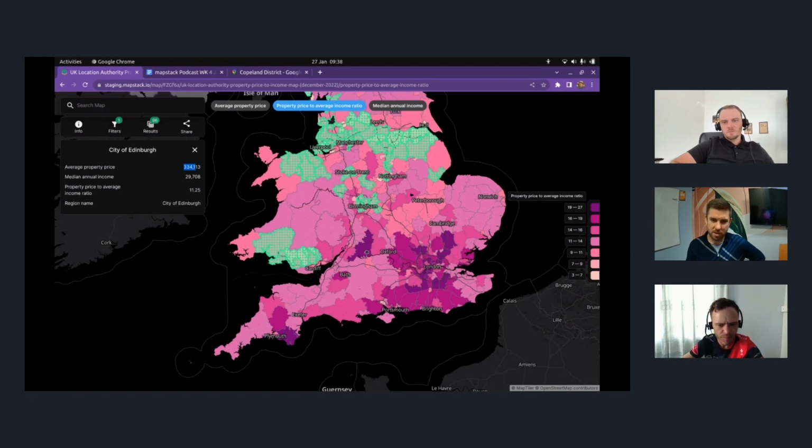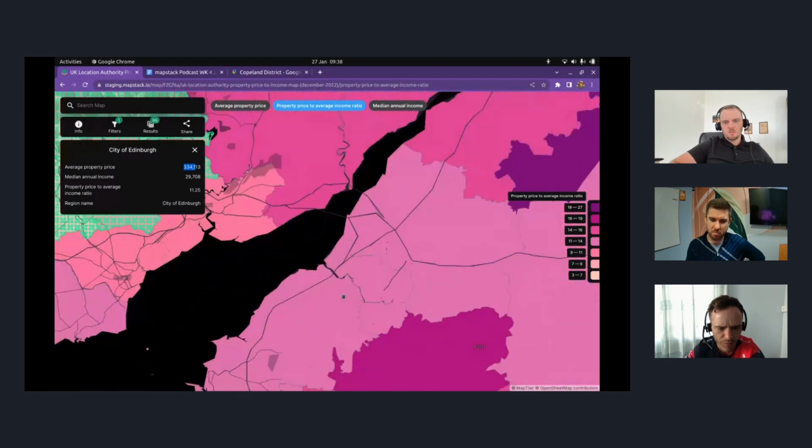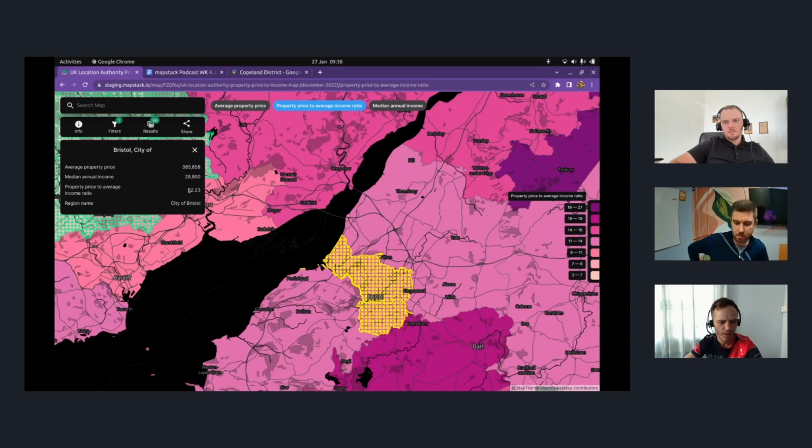Sure, the ratios are high. Now, where are you again, Chris? Where are you on this map right now? I'm in Bristol, I'm here. That's on the bottom little jut, yeah. And the ratio here is 12. So not good.